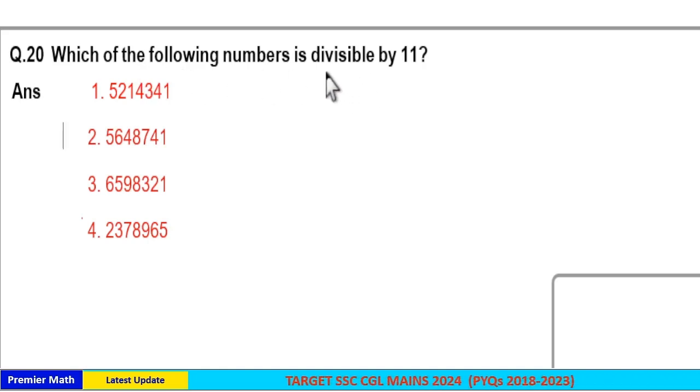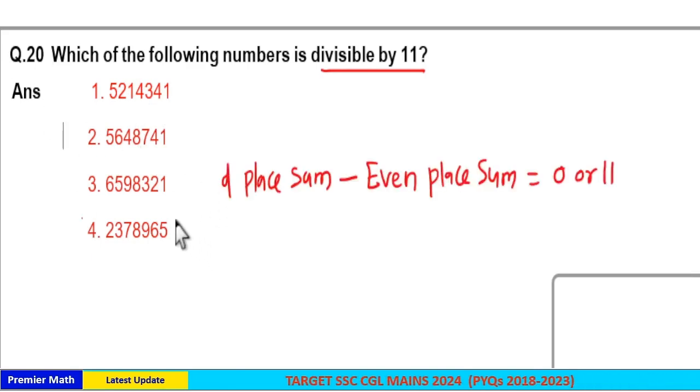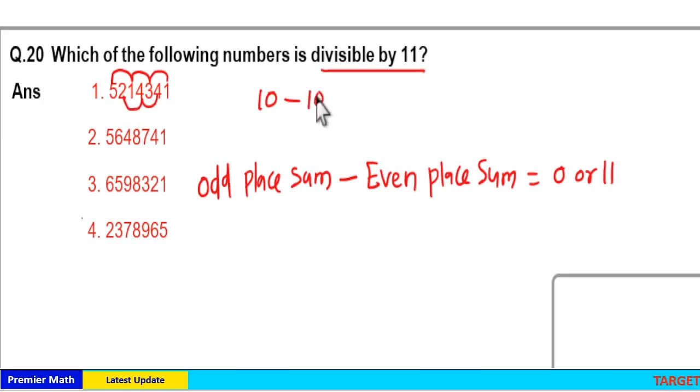Which of the following numbers is divisible by 11? Take the odd place sum and even place sum of these numbers. If the difference between odd place sum and even place sum is 0 or 11, then the number is divisible by 11. Here 1 plus 3 is 4, 4 plus 1 is 5, 5 plus 5 is 10. 10 is the odd place sum. Now 4 plus 4 is 8, 8 plus 2 is 10. 10 is the even place sum. So 10 minus 10 is 0, which means this number is divisible by 11. Option 1 is your answer.